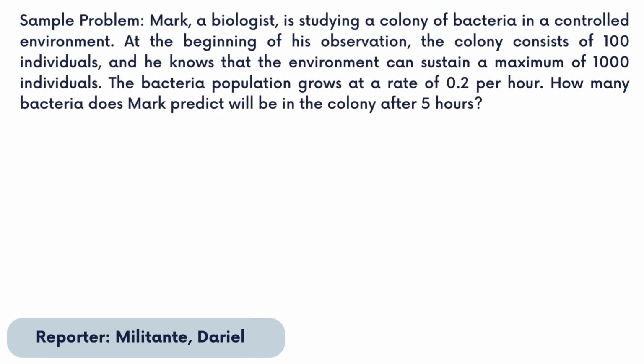Mark, a biologist, is studying a colony of bacteria in a controlled environment. At the beginning of his observation, the colony consists of 100 individuals, and he knows that the environment can sustain a maximum of 1,000 individuals. The bacteria population growth is at a rate of 0.2 per hour. How many bacteria does Mark predict will be in the colony after 5 hours?